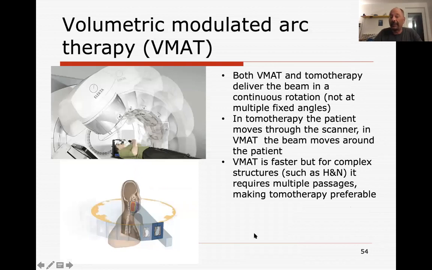Or you have VMAT. In VMAT, the patient is not moving. It is the LINAC which is moving essentially continuously around the patient. VMAT is generally faster, but for complex structures like in the head and neck, where you have very complex tumors, you have to do multiple passages, and then in the end, tomotherapy is preferable to VMAT. But the two techniques are similar. They both have this complete rotation around the patient.